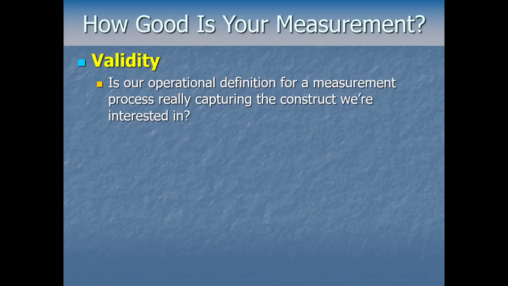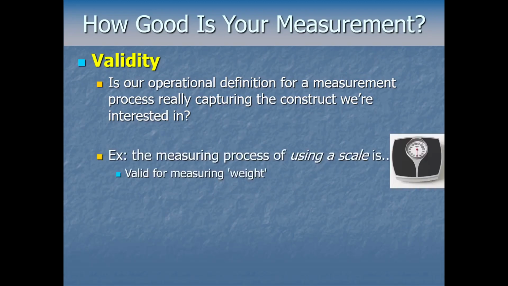So you can think of validity. The validity question is asking, is our operational definition for a measurement process really capturing the construct we're interested in? Are we really getting at the thing we say we are? Take a simplified example, the measuring process of using a bathroom scale, putting something on a bathroom scale and writing down the number. That is valid for measuring weight. It's a good way to do it in most cases because it's telling us about the thing we're interested in.